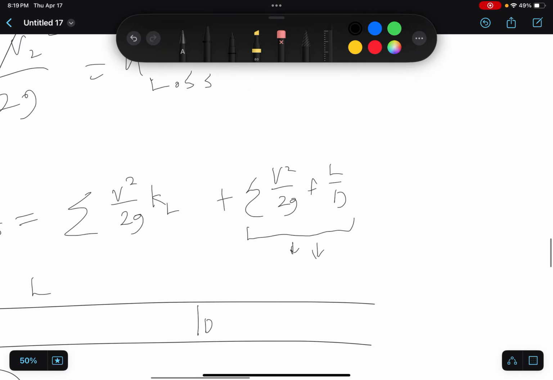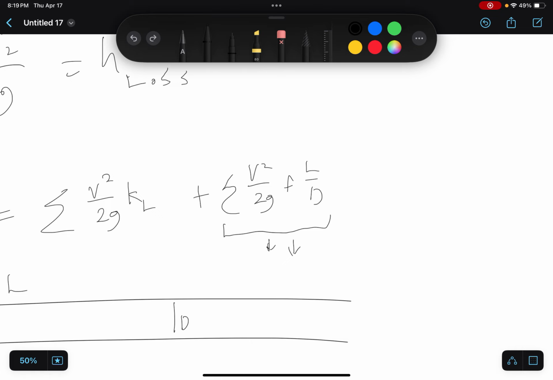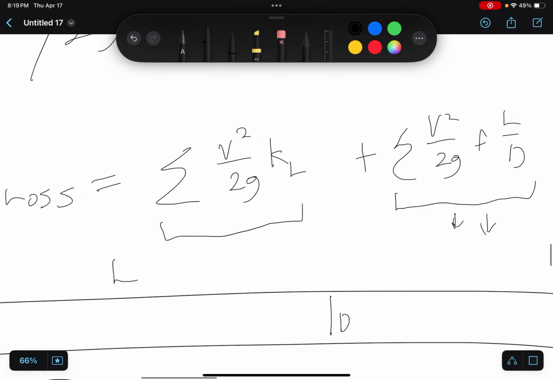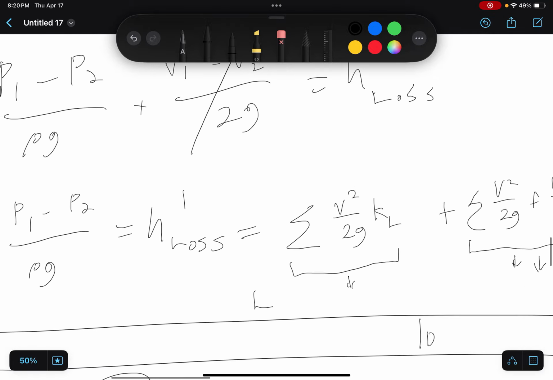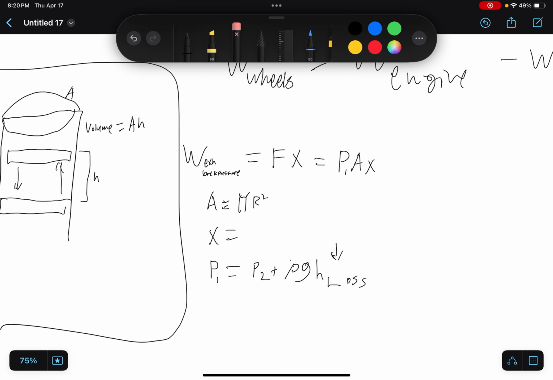So for this term, diameter is increasing, which means this whole term decreases, and velocity is decreasing, which means this whole term decreases. So it decreases double. And this term, even though the amount of bends in the pipe didn't change, decreases as well because the velocity decreased, which means head loss decreases, which means that P1, probably don't have to draw the arrows, you probably understand where this is going. P1 decreases, which means exhaust back pressure decreases.